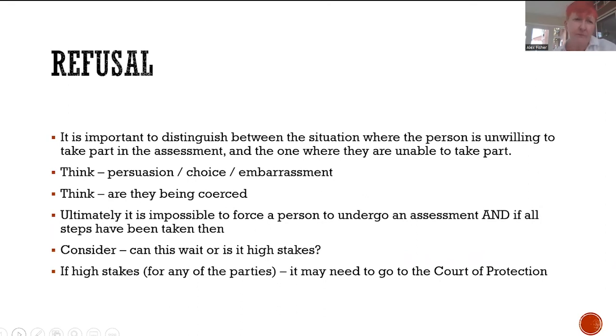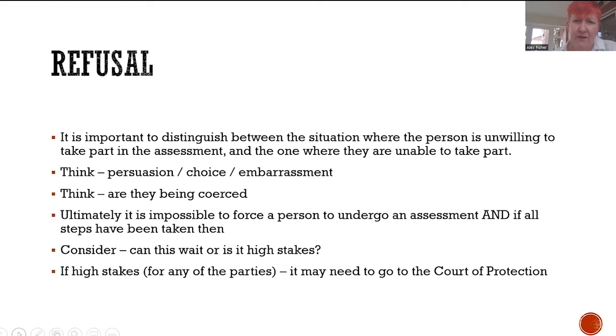Refusal. Okay, so as many of you know, sometimes people with Huntington's disease refuse to engage with health professionals, refuse to engage with family members. But I suppose a key question is, it's important to distinguish between a situation where the person is unable to take part in the assessment or unwilling to take part in the assessment. And there's a distinct difference.